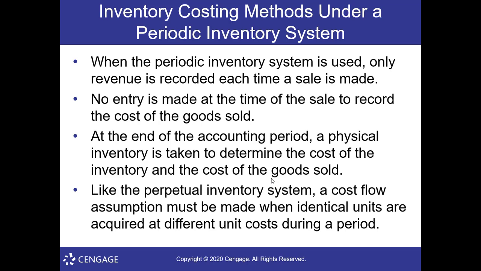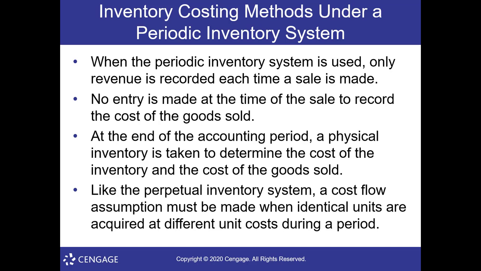Under a periodic inventory system, the cost of goods sold calculation is made only once per period, at the end of the accounting period when we need to produce financial statements. So what we do is we start with beginning inventory, we add in purchases that were made throughout the period, whether it's a year or a month or a quarter. That gives us total units available for sale. We add the beginning inventory cost plus the cost of all those purchases. That gives us total cost of goods available for sale.